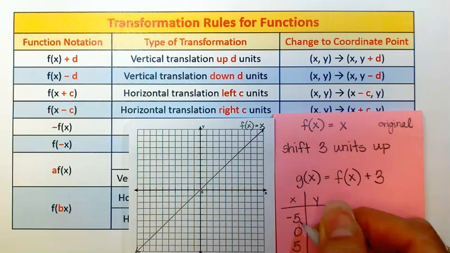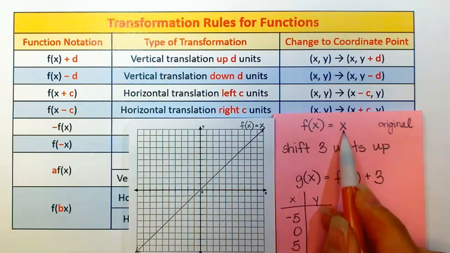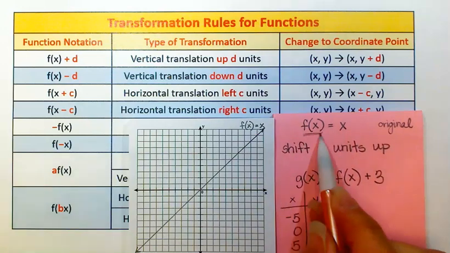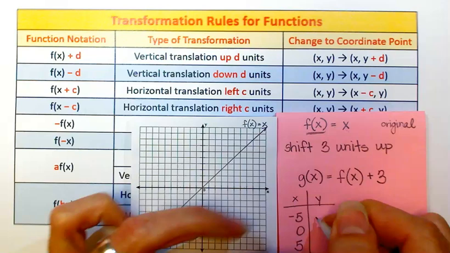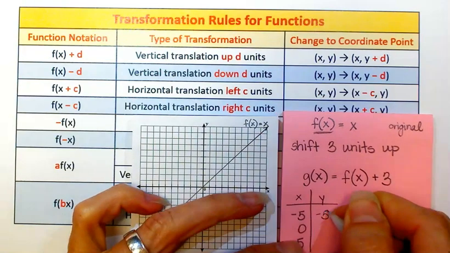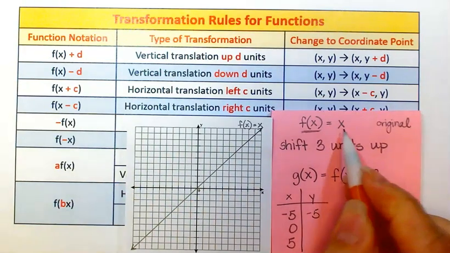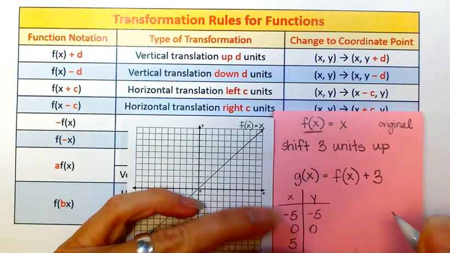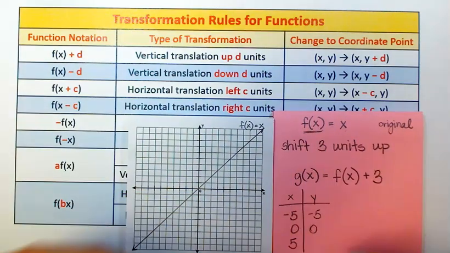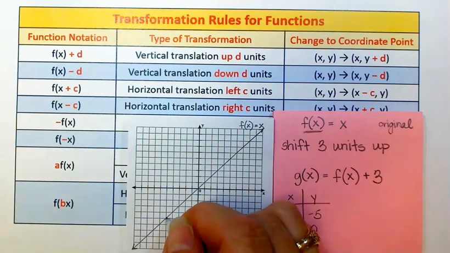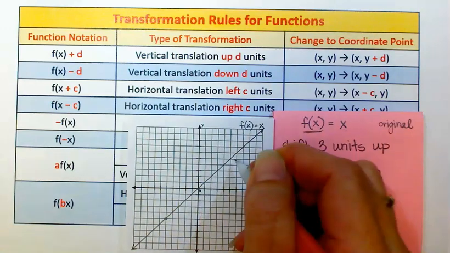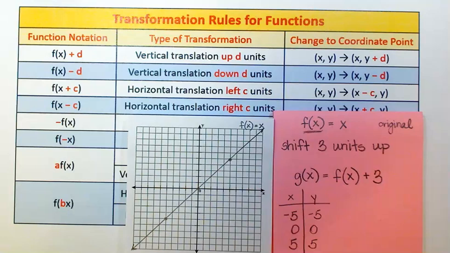So when my x is -5, then my y is also -5 because my y value equals my x value. When x is 0, y is 0. When x is 5, y is 5. -5, -5 is right here. 0, 0, 5, 5 is up here. So all of those are on my original line.